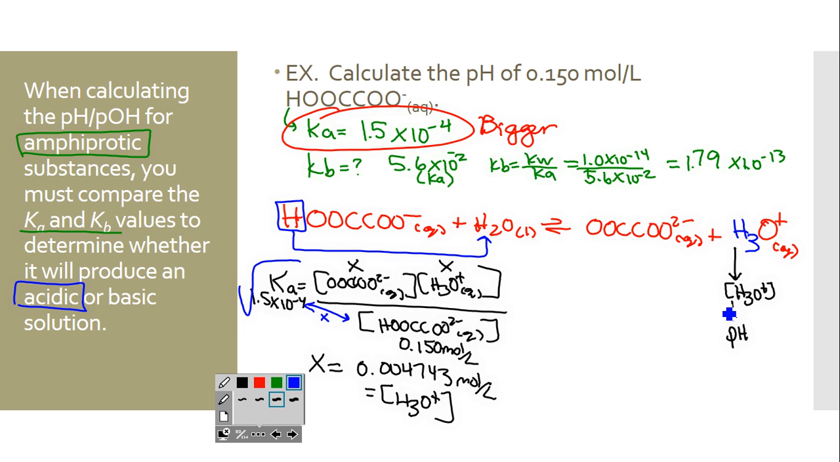Okay. Once I have this value that I will not round because it's not my final answer, I can do negative log of the concentration of hydronium, and I can figure out that the pH is 2.324. Now, does anyone want to tell me why I left 3 decimal places in my answer? Yeah? First number doesn't count, so first number is not part of significant digits. Yeah. Sure.